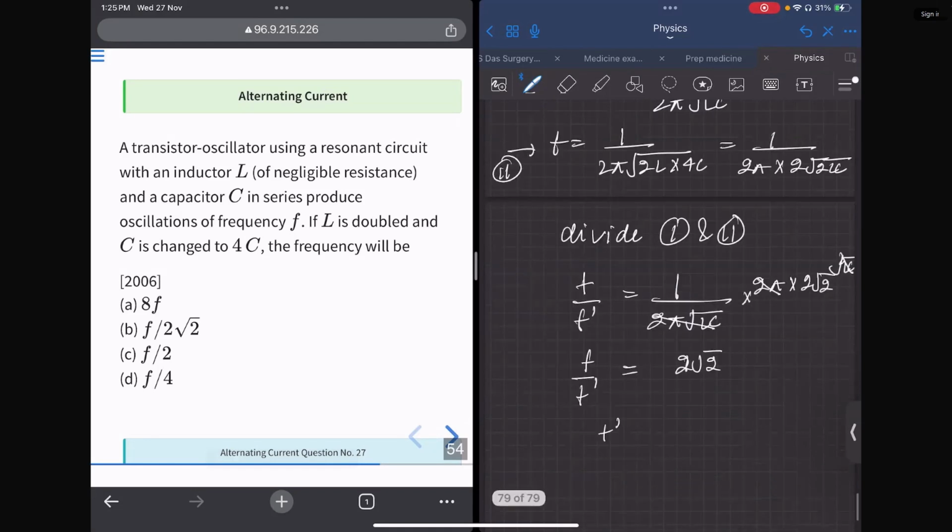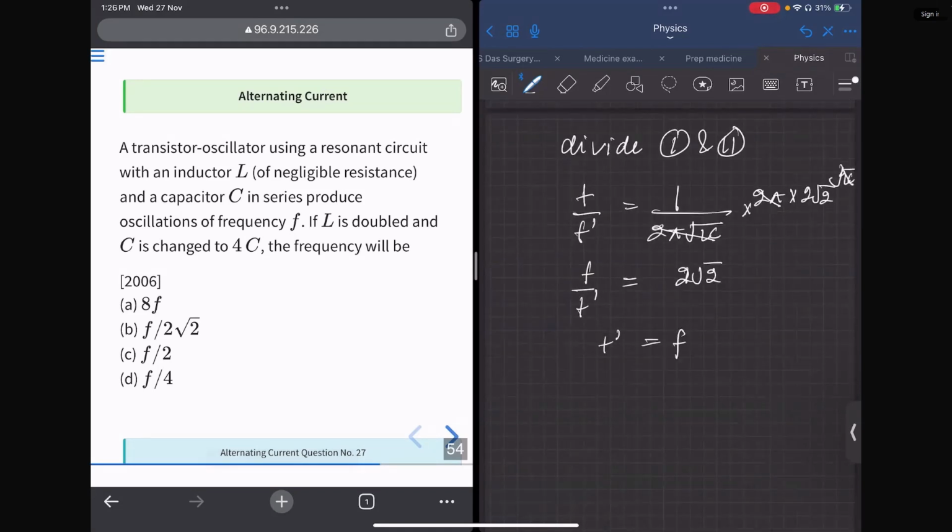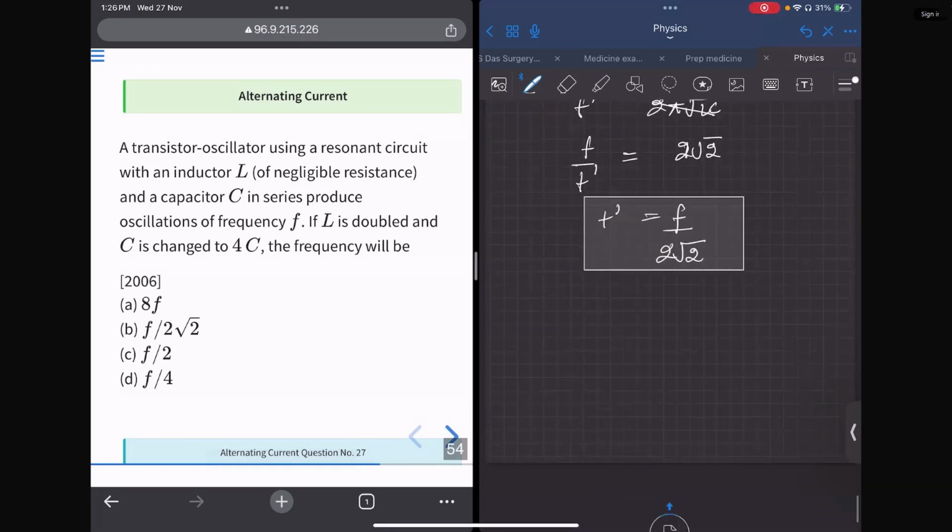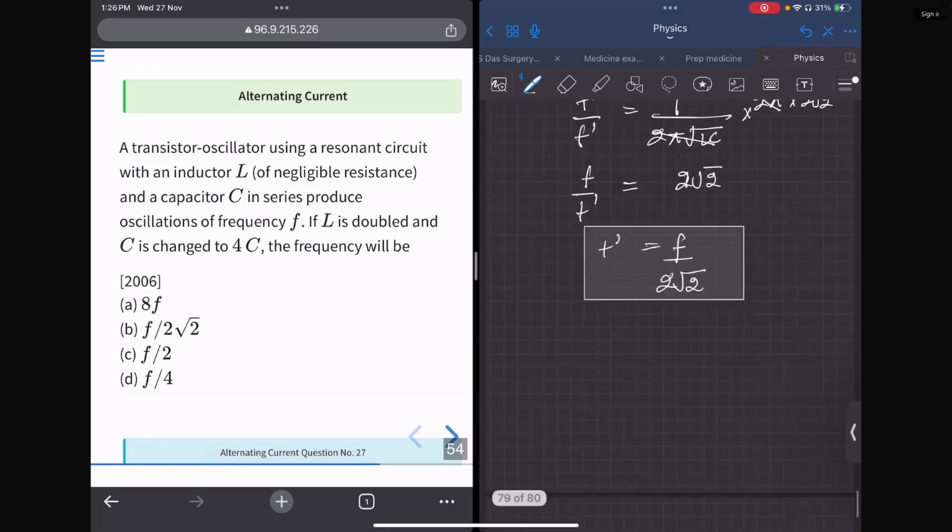So F dash is what? It is F by 2 root 2. Okay. So the final frequency is 1 by 2 root 2 times that of the initial frequency. So the frequency in this case becomes 1 by 2 root 2 times. Okay. So this right here is option B.